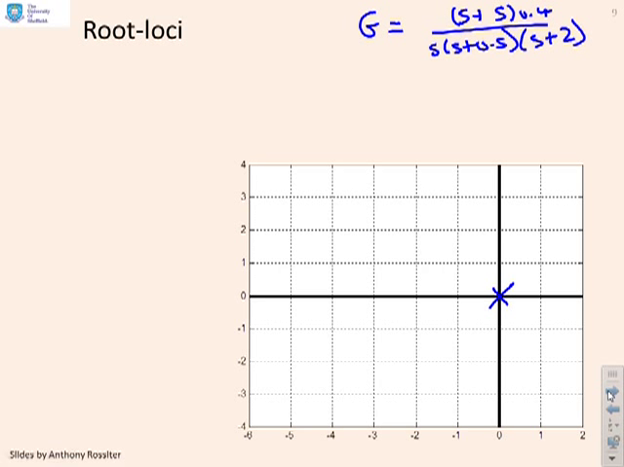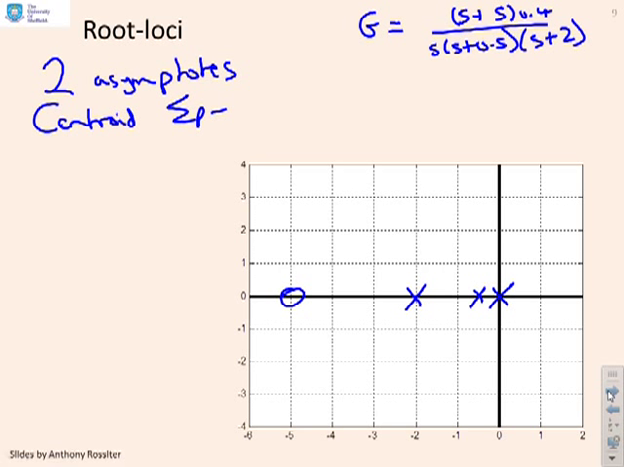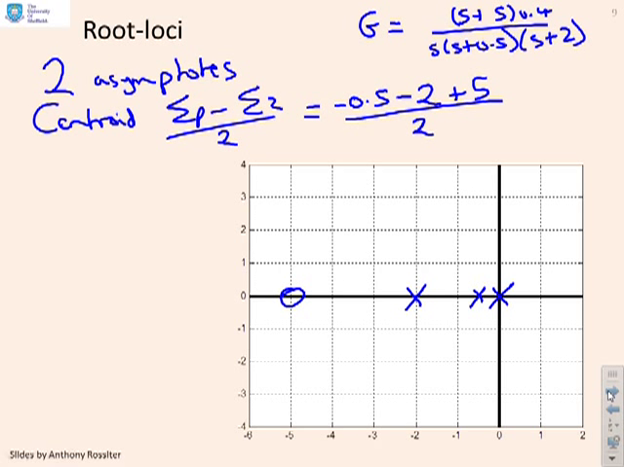So we had a pole here, a pole here, and a pole here, and we had a zero at -5. So what you can see is we've got two asymptotes, because there are 3 poles and 2 zeros. The centroid is given by the sum of poles minus the sum of zeros over 2, which is going to be minus 0.5 minus 2 plus 5, over 2, which gives us 1.25. So the centroid is over here in the right half plane.